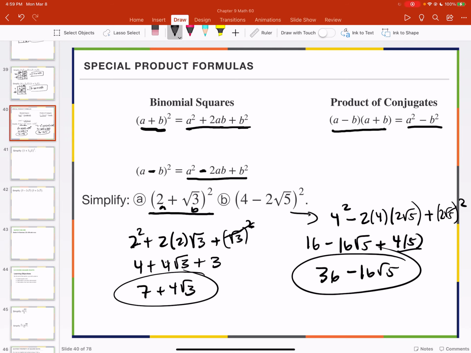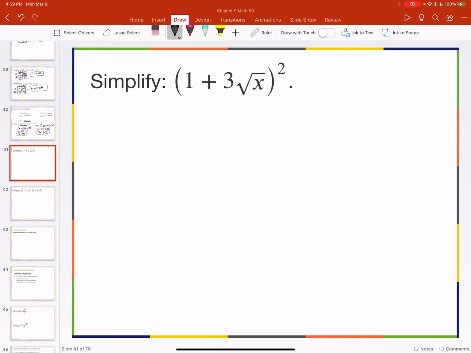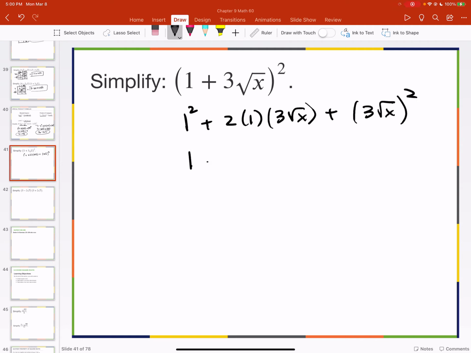Okay, let's see here, we have one more. So then this is first term squared, 1 squared is 1, plus 2 times the product, right? Times 1 times 3 square root of x, plus, and then the last term squared. Okay, so this is 1 plus 6 square root of x plus, and then 9 times x, because the square root of x squared just canceled that out. So that's pretty much it. I mean, you can write it 9x plus 6 square root of x plus 1, I guess.